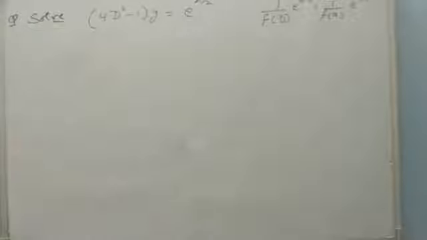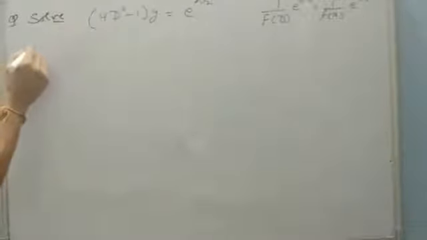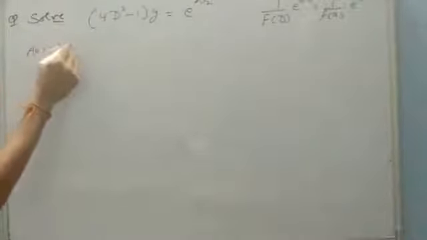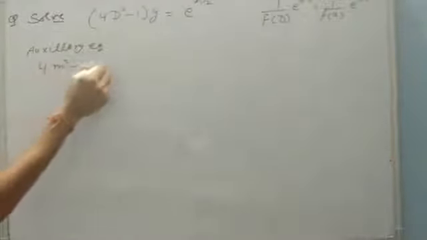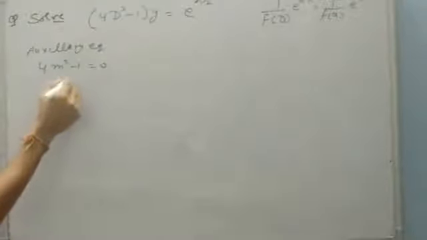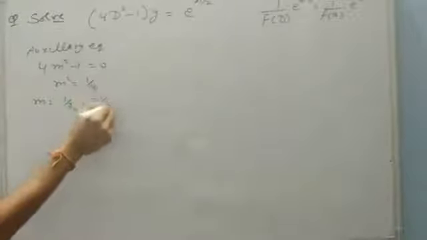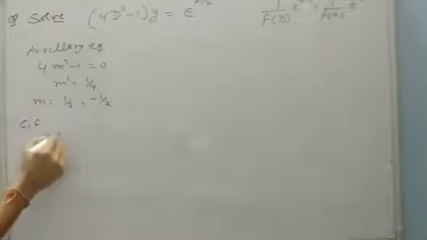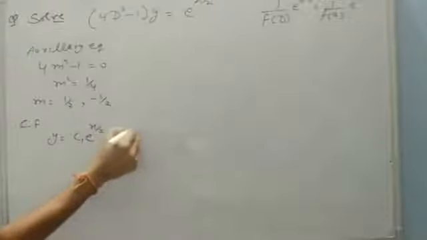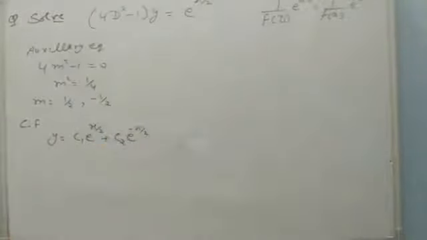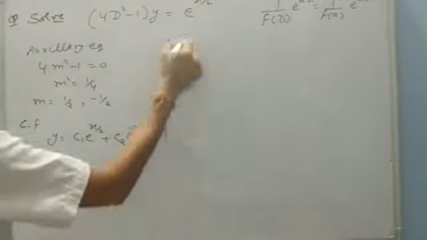Now there is another question. It is a very important question. Be careful while doing this. First of all, the auxiliary equation is 4m square minus 1 equals 0, or I can say m square equals 1 by 4, or m equals 1 by 2 and minus 1 by 2. So the complementary function y will equal c1 e to the power x by 2 plus c2 e to the power minus x by 2. This is the easier part. Now see the particular integral carefully.